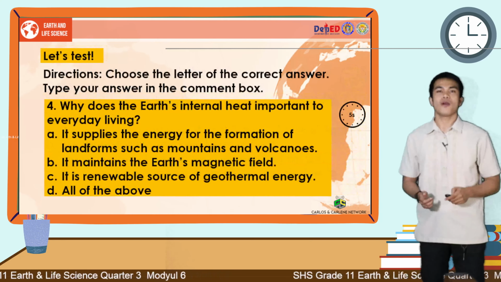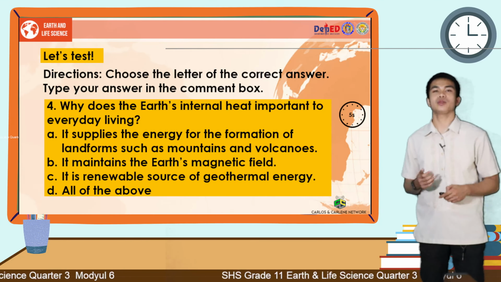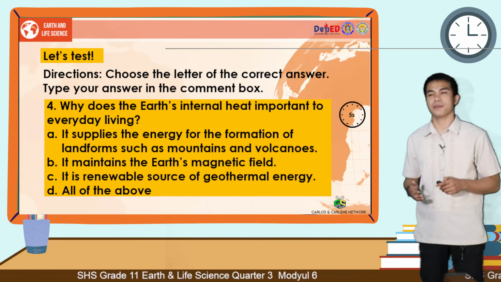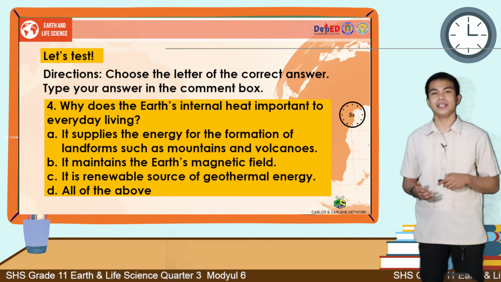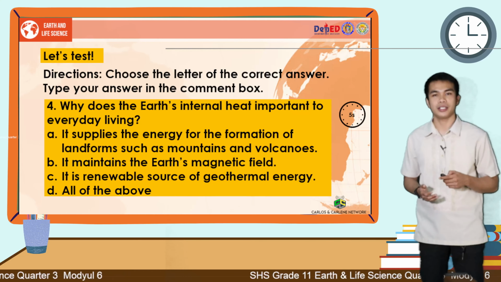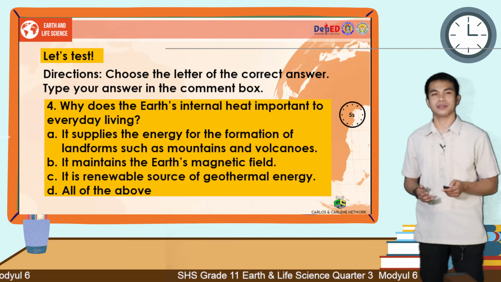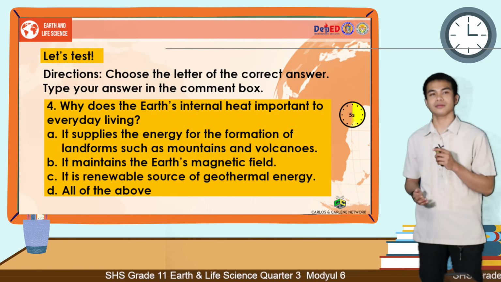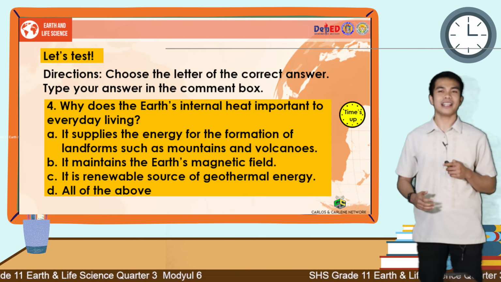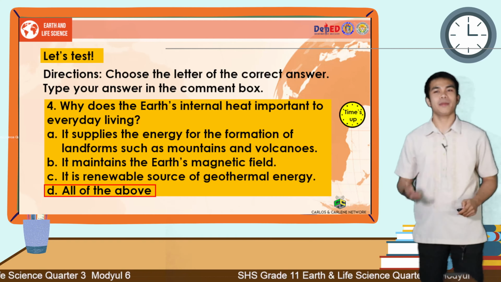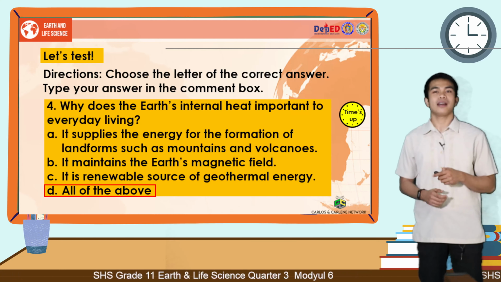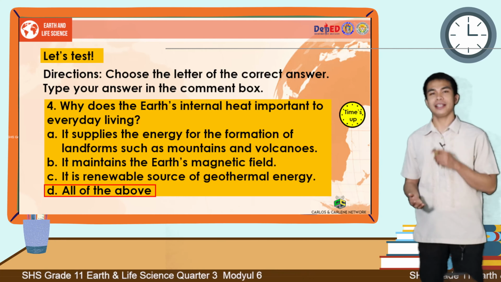Fourth question, why is the Earth's internal heat important to our everyday living? A, it supplies the energy for the formation of landforms such as mountains and volcanoes. B, it maintains the Earth's magnetic field. C, it is a renewable source of geothermal energy. D, all of the above. 5 seconds. Alright, it's an easy question. The answer is letter D, all of the above. All of the mentioned things are the importance of Earth's internal heat to our everyday living.